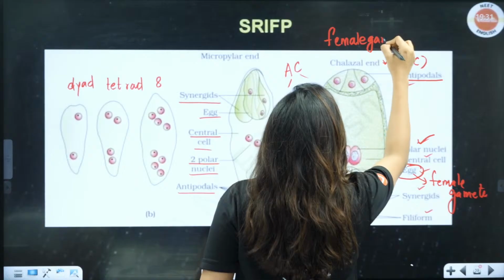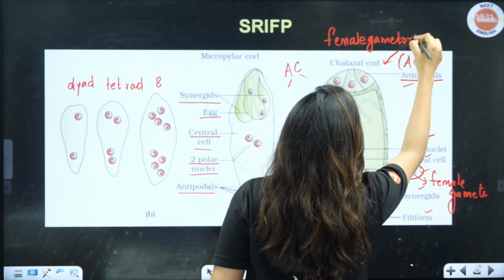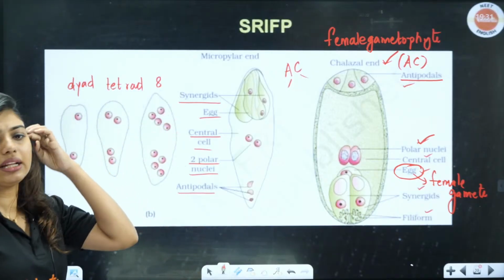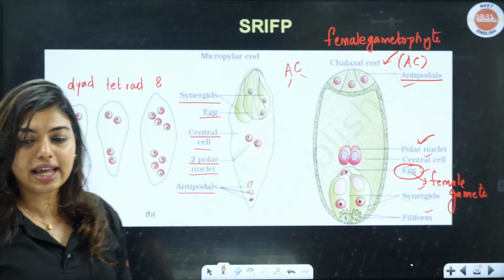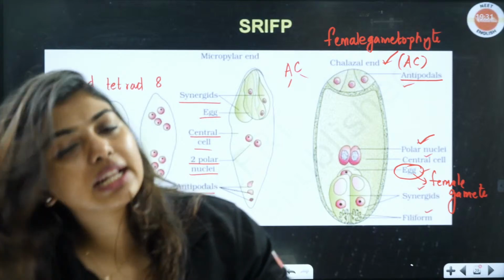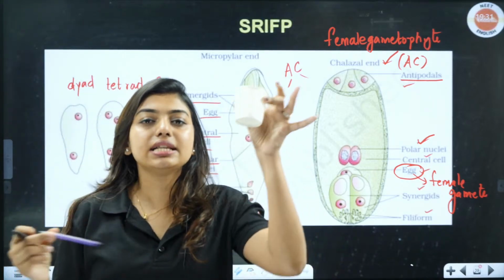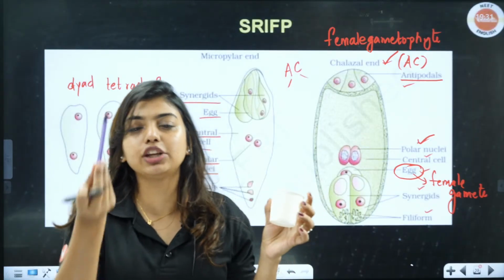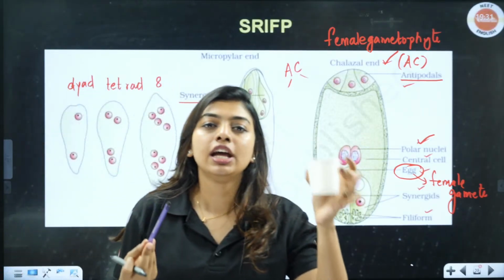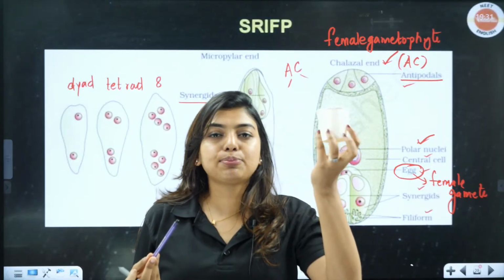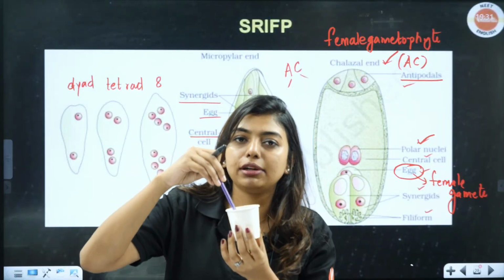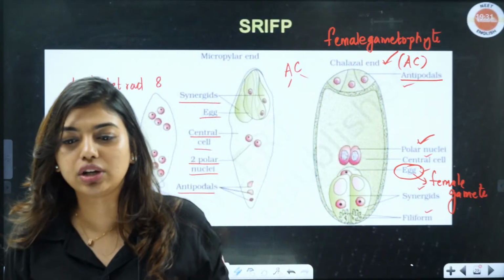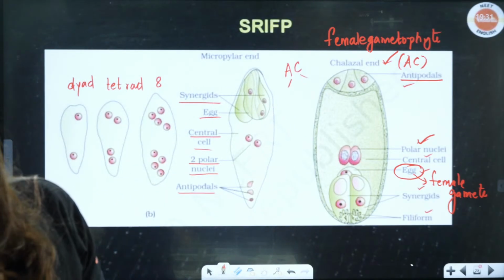Students, gametophytes are bodies which are bearing the gametes. Female gametophyte. Understood? For example, let's say this glass is the gametophyte and this pen is the gamete. So this is a pollen grain, inside this the male gamete will be there. Let's say this is the embryo sac, inside that the egg is going to be there. Understood?